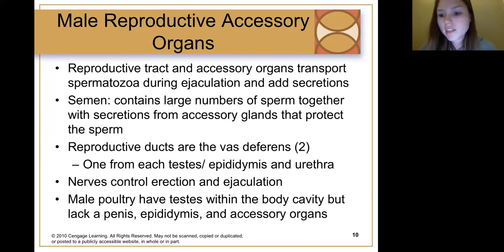One difference to note here is that poultry can be different in a lot of things, but also in reproduction they're set up a little bit differently. Male poultry, which would be roosters, have the testes within the body cavity. So that's one difference; they don't have them outside. They also lack a penis, they don't have an epididymis, and they don't have accessory organs. So their reproductive tract is pretty limited compared to the other animals. Obviously it still works, but it just doesn't have all the parts that some of the other animals have.